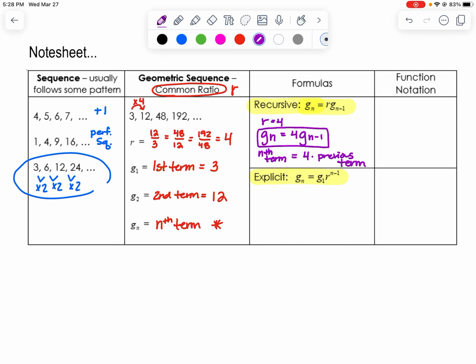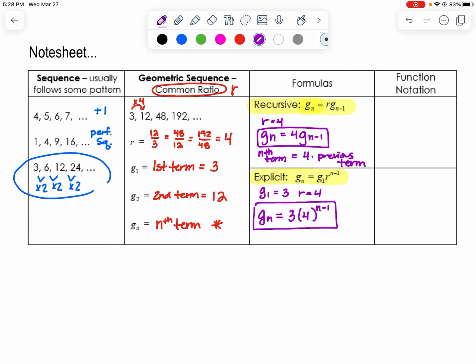Now the explicit formula is going to use G sub 1, which we know is 3, and R, which we know is 4. And so to plug into that formula for G sub n, so another way to find the nth term is to take G sub 1, which is 3, times 4 to the n minus 1. So that is the explicit formula.